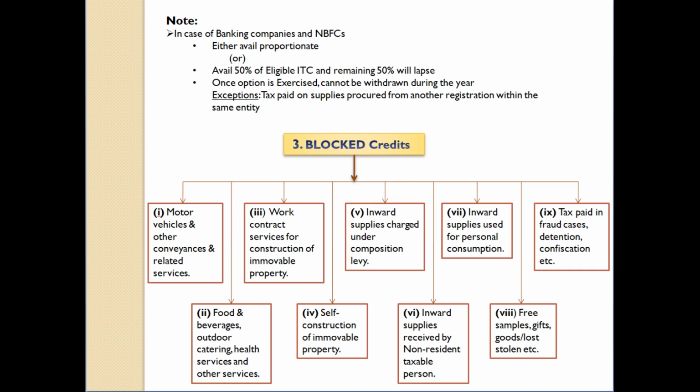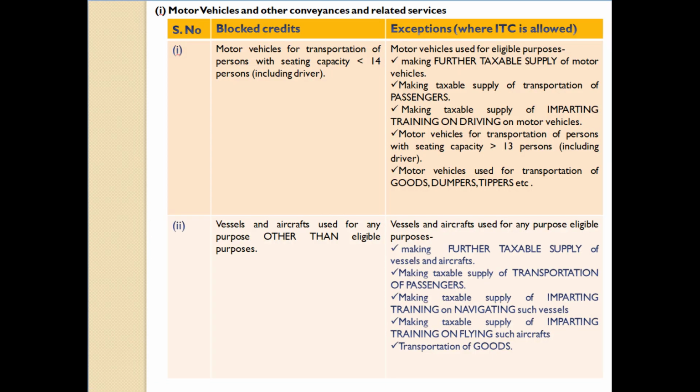There are 9 items on which ITC is not allowed. Let's see one by one. The first one is on motorcycles and other conveyance and other related services. If the motor vehicle is used for the purpose of transportation of persons with seating capacity less than 14, which means less than or equal to 13 including driver, ITC is blocked.